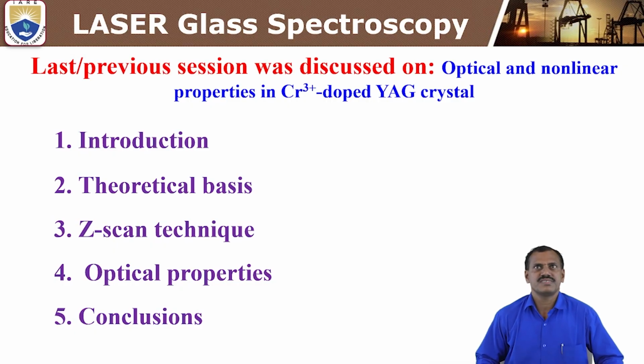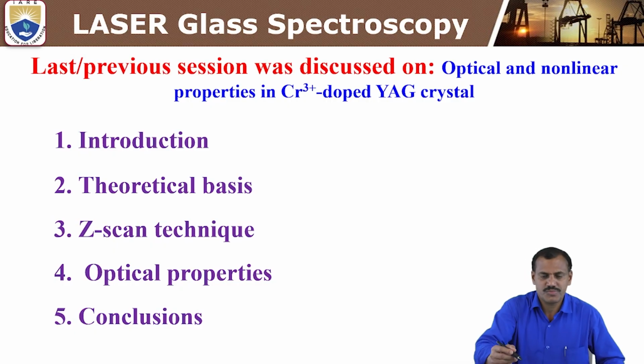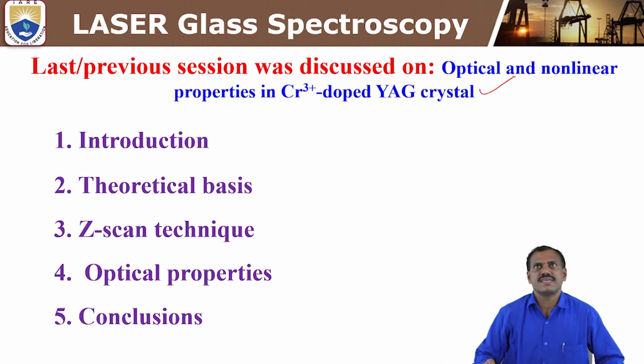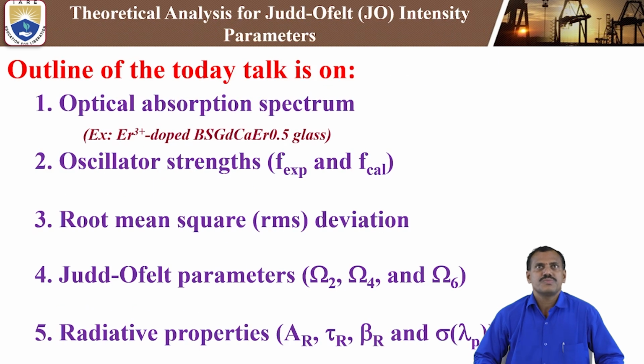In the previous session, we discussed the optical and nonlinear properties of chromium-doped yttrium aluminum garnet crystal. In that we covered the introduction, the theoretical basis of the Z-scan technique and optical properties. In this Z-scan technique, we studied the nonlinear properties, the nonlinear refractive index and the polarization difference of the absorption of the glass material. Thin samples we studied in the last session. So the present topic is the theoretical analysis for Judd-Ofelt intensity parameters.